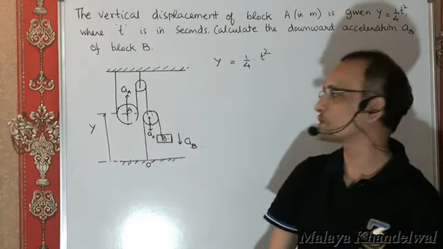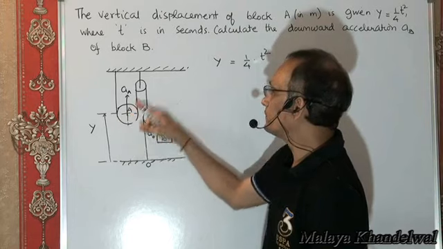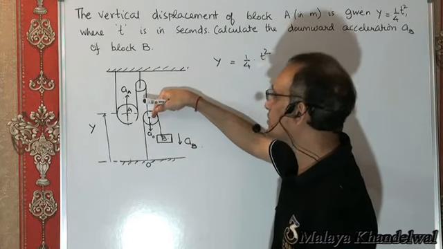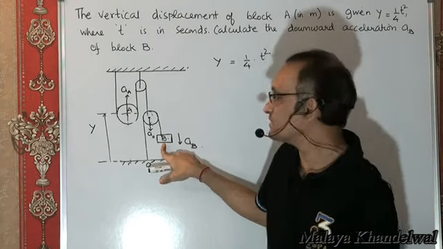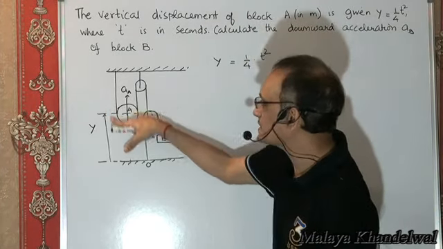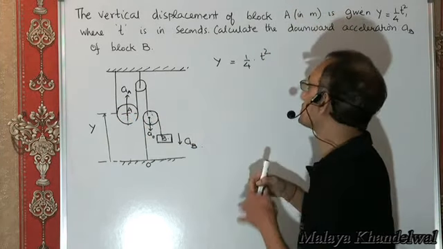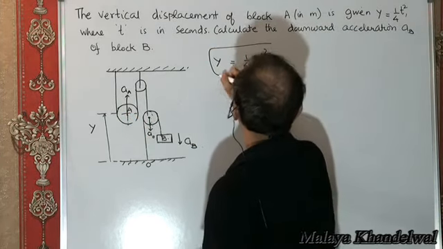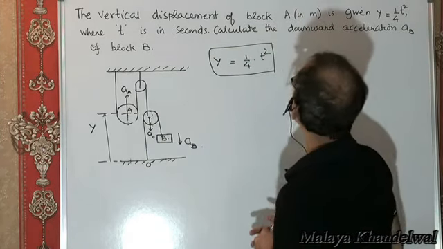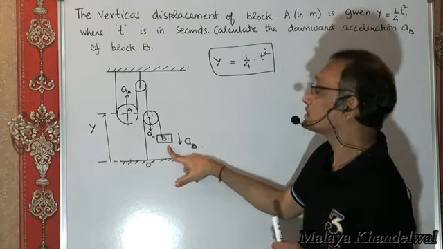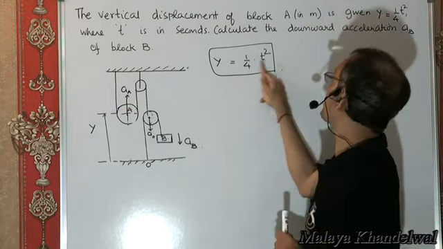Let me bring you to terms with another pulley system. Movable pulley, fixed pulley, another movable pulley, and then there is a block B. What's given in the problem is that the vertical upward displacement of this pulley as a function of time is 1/4 t squared. That's given in the problem. And we want to calculate the downward acceleration. The vertical displacement of A is given as 1/4 t squared.